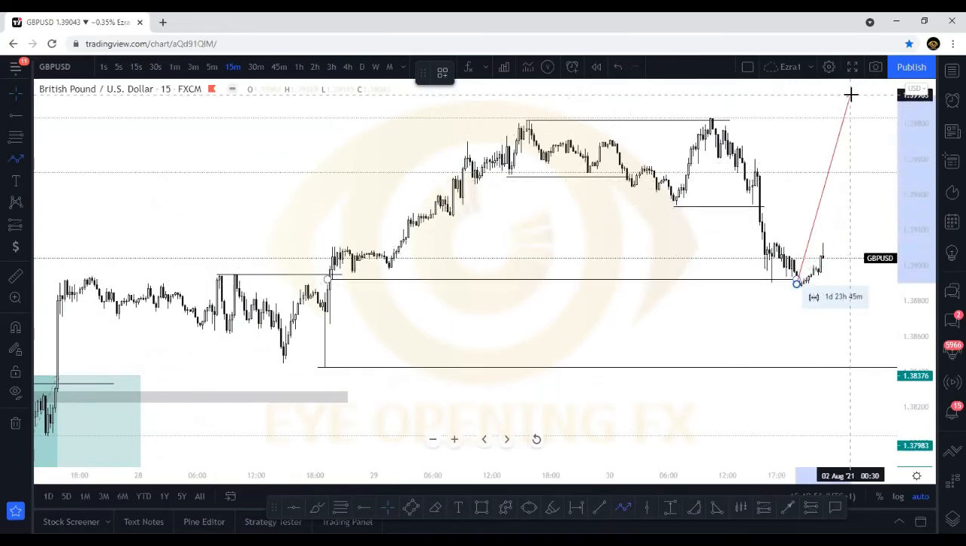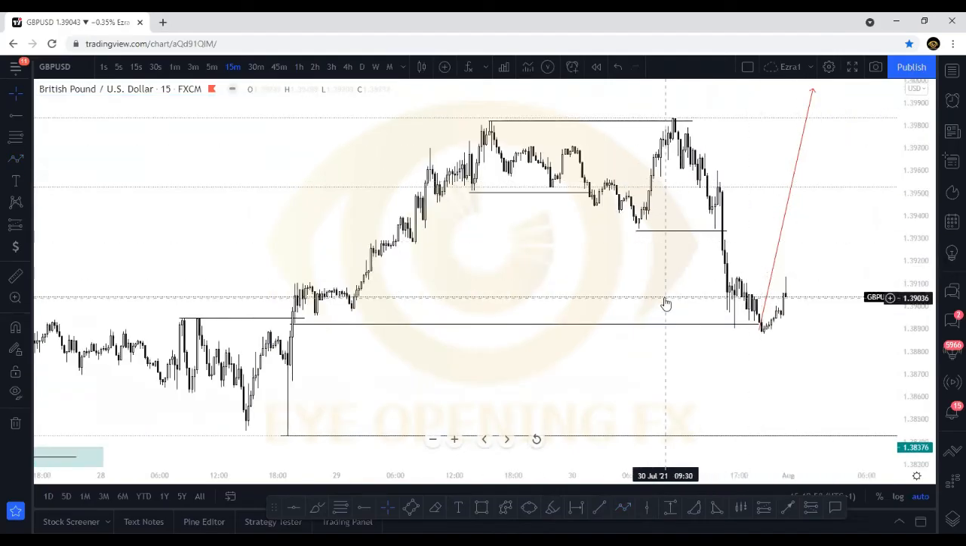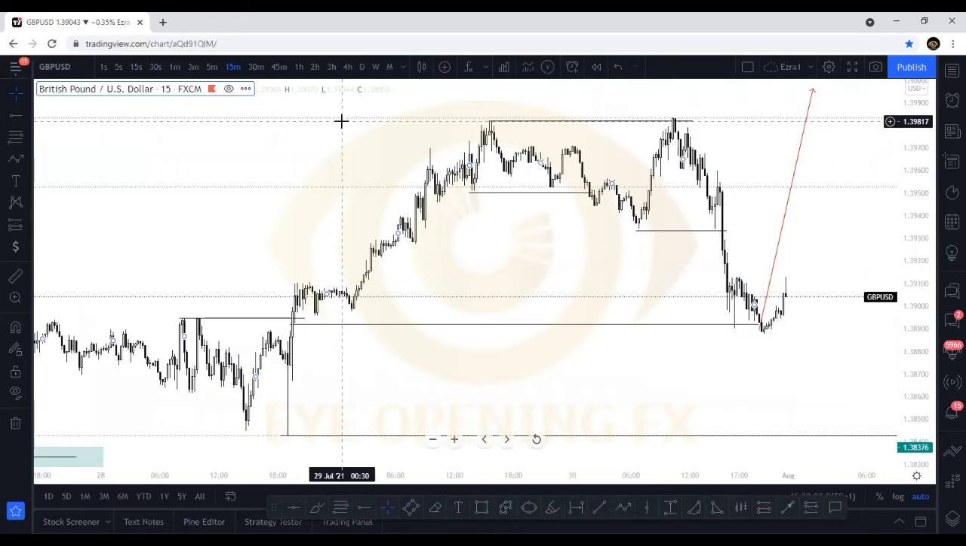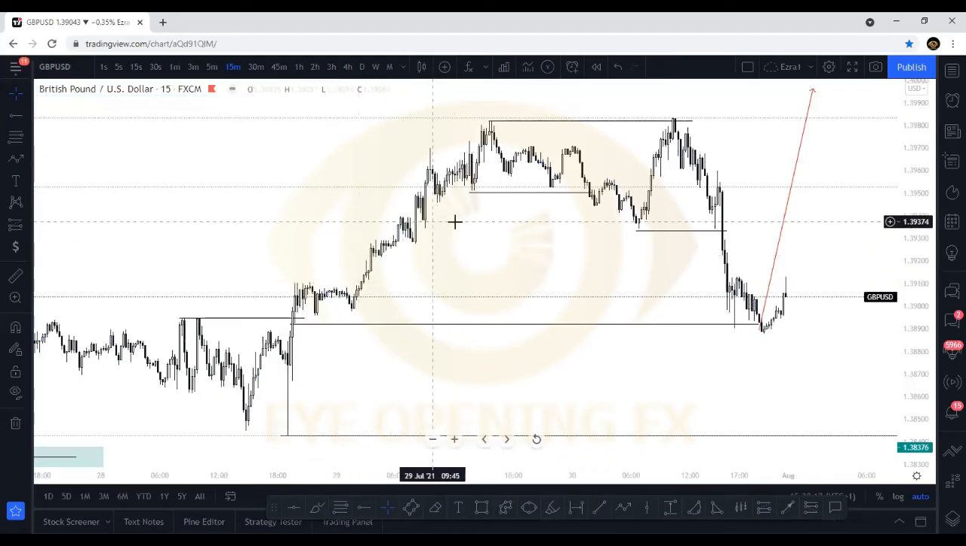So if we create a higher high completely, your structure is still intact. You follow it completely based on what market is doing. So that is it. That is about structure.